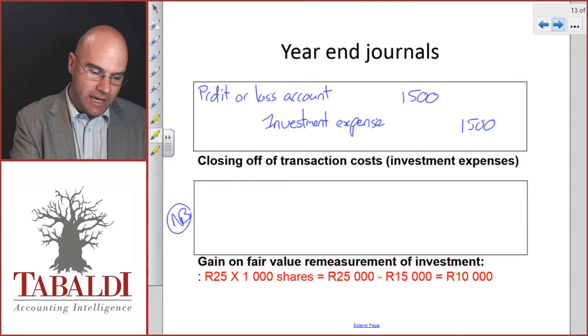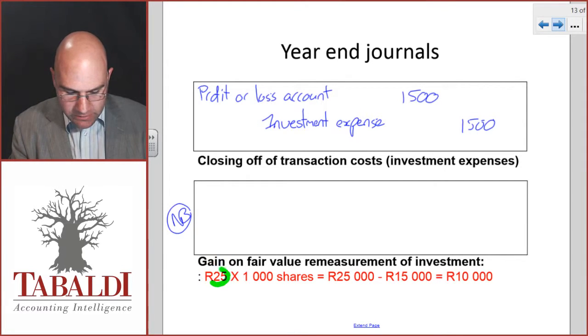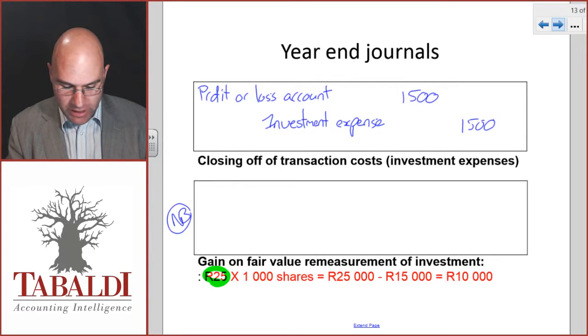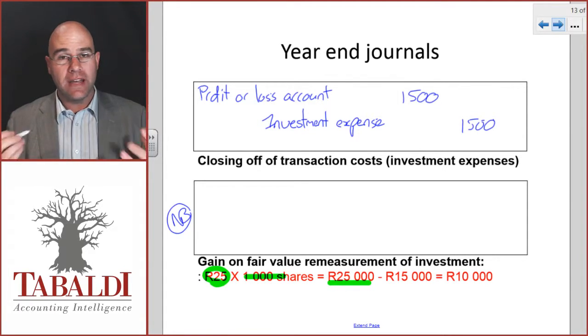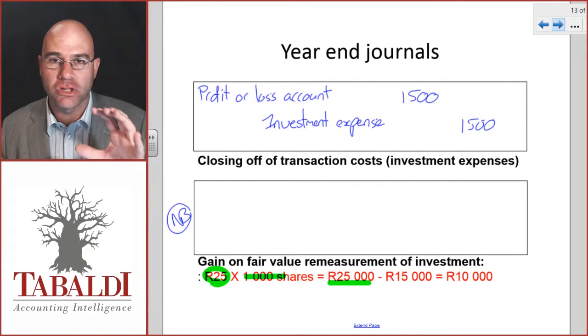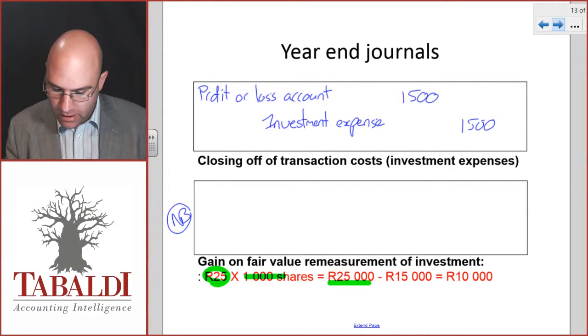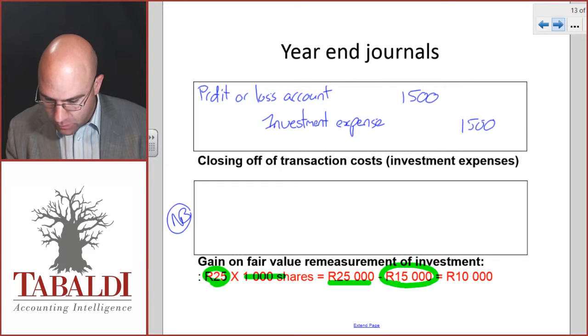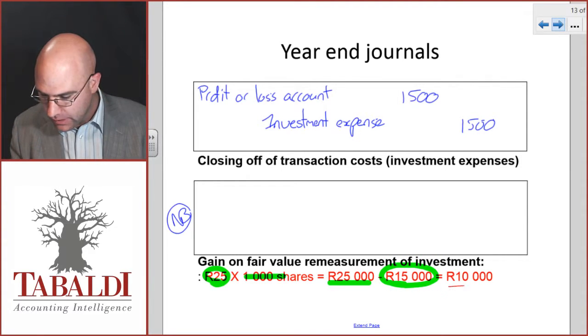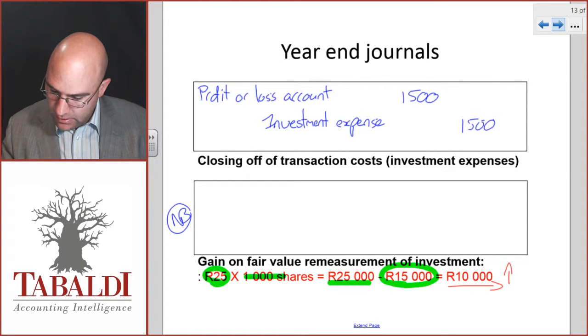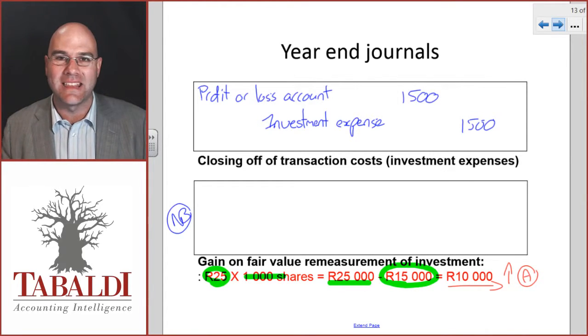And this revaluation gain says that we now need to value these shares at 25 Rand a share times 1,000, which gives me 25,000 Rand. Our financial assets at year end must show 25,000 as a balance. The previous balance recognized on day one was 15,000. So I must therefore increase the asset by 10,000.